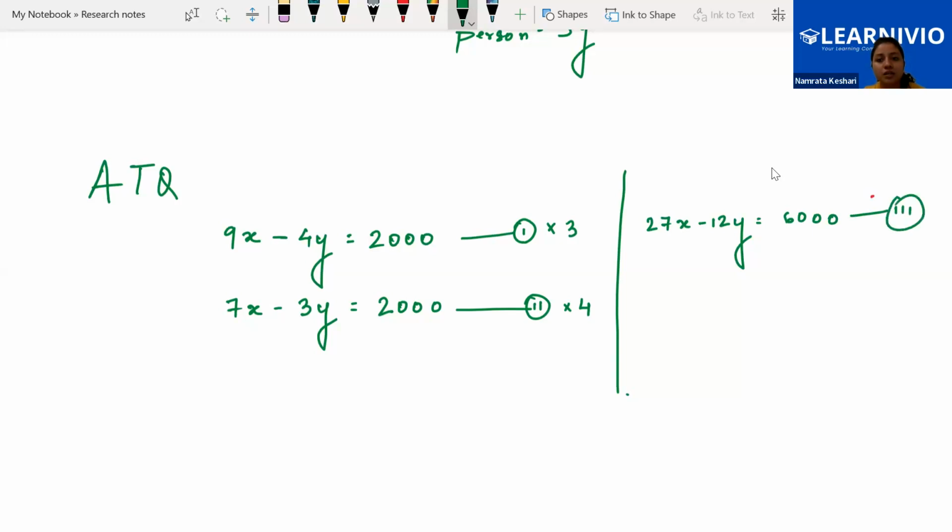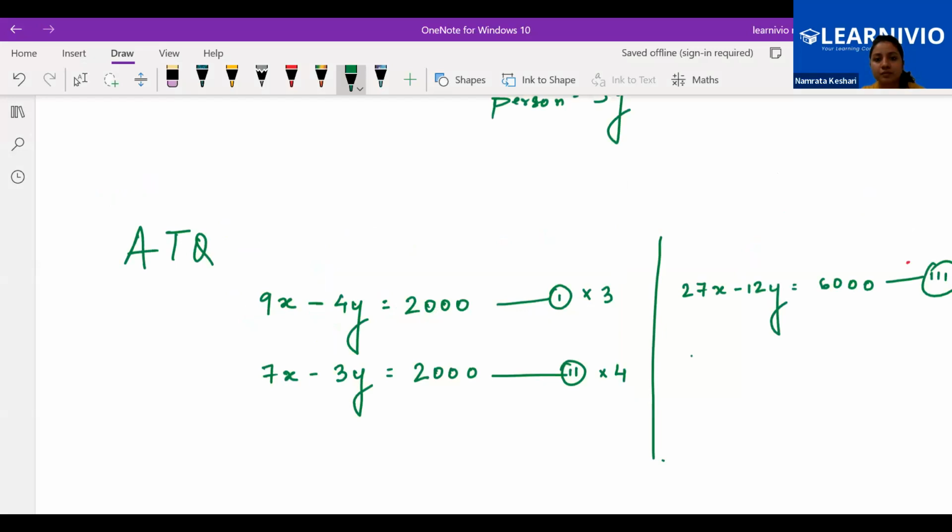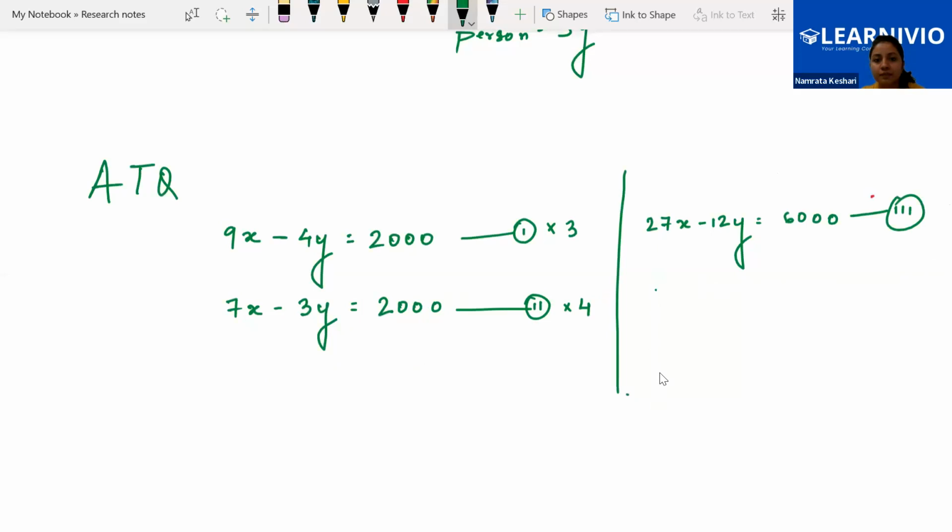Ziana, what will be the next equation? Yes, Ziana. Yes, ma'am. The next equation, where we are doing the multiplication by a number 4, is 28x minus 12y equals to 8,000. Perfect.